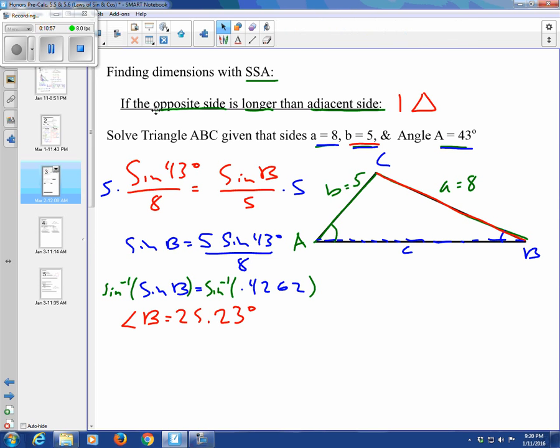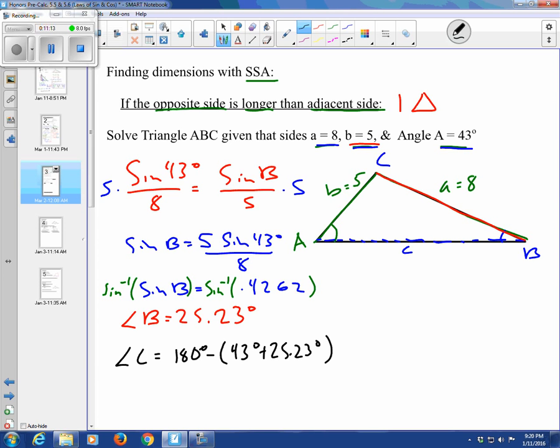Now that we've got two angles, we can solve for the third angle because we know the sum of the angles of a triangle is 180 degrees. So that means that angle C has got to be 180 degrees minus the sum of the other two angles. That's our 43 degrees, plus our 25.23 degrees. And that gives us our angle C as being 111.77 degrees.